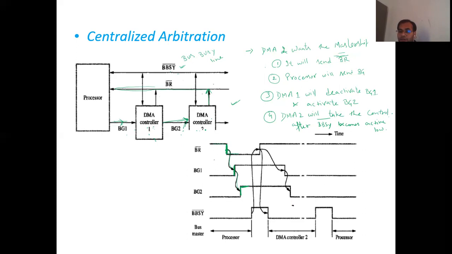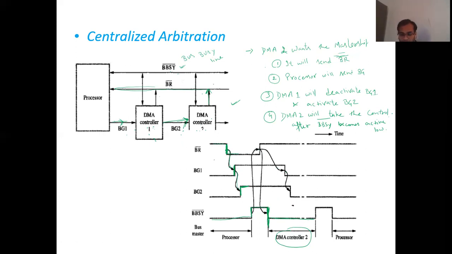But when the DMA controller starts its work, these BG lines will become low, because this is also an active low line. So we have to check this BG line, which is already high. Once it becomes low, at this instant the DMA controller has started the work. So it will do its work. This is how you can select the master using centralized arbitration.